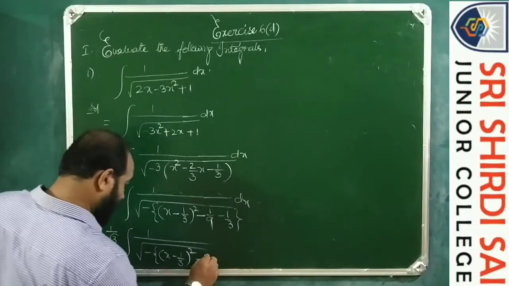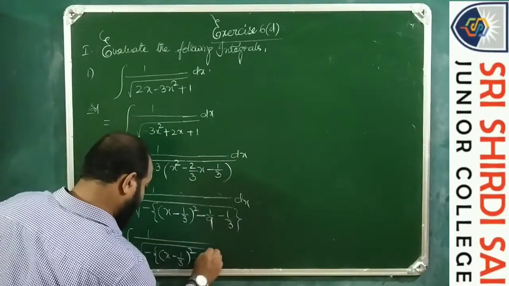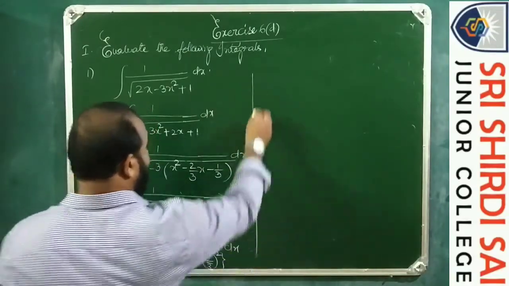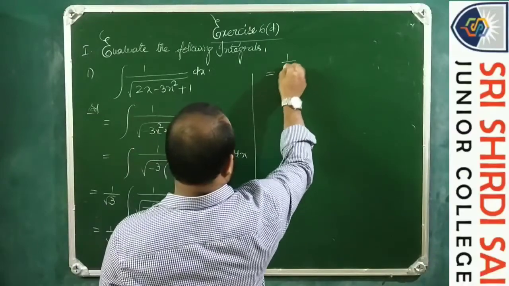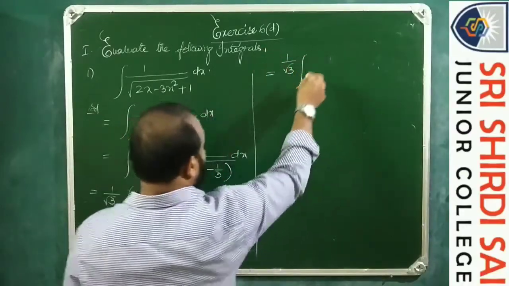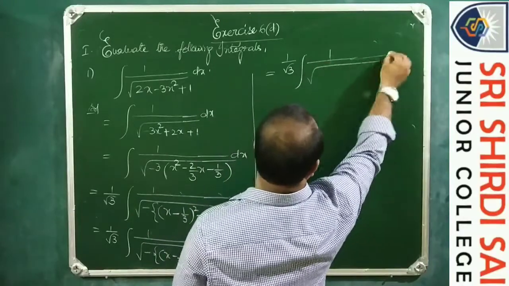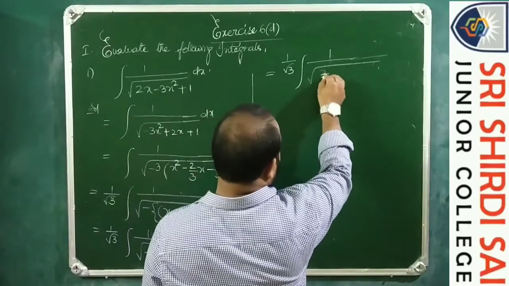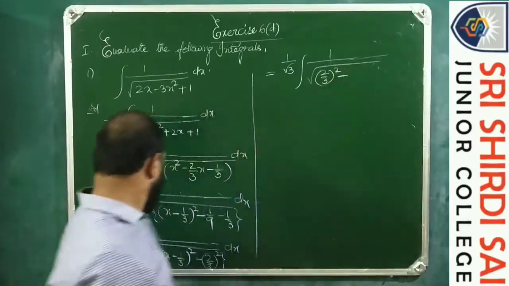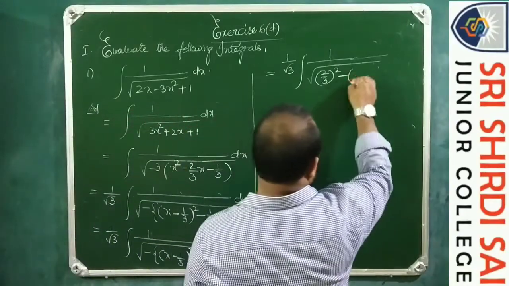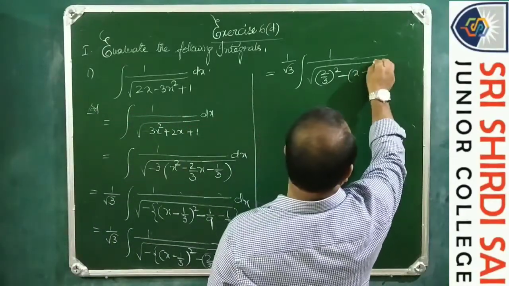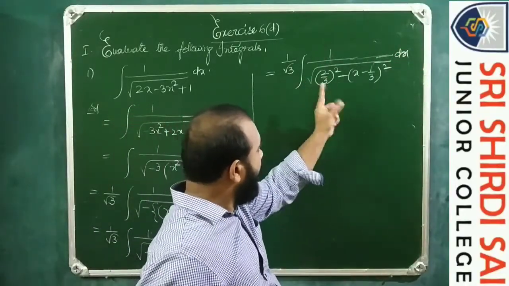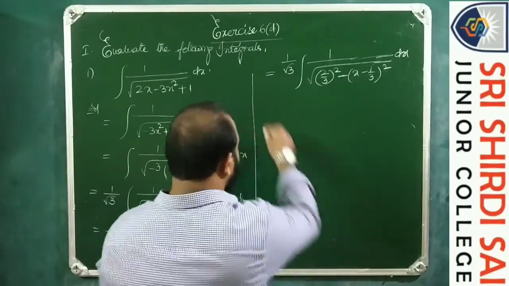So this is equal to (2 by 3) whole square dx. This is equal to 1 by root 3 integral 1 by square root of, minus into minus is plus. So (2 by 3) whole square I will write first, minus x minus 1 by 3 whole square, dx. So this is of the form integral 1 by square root of a square minus x square.